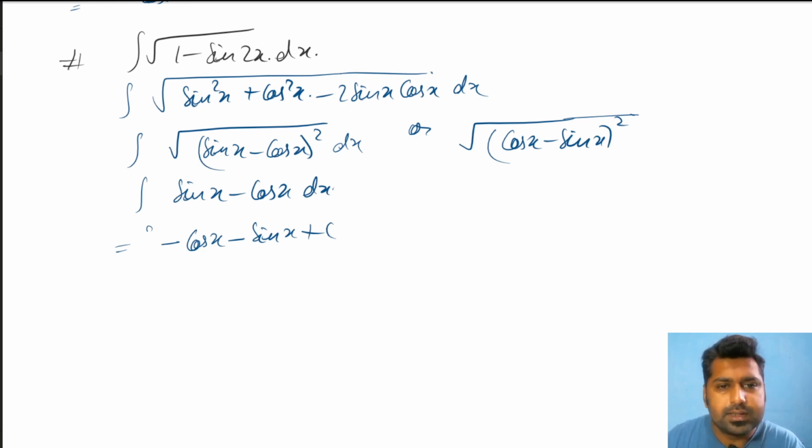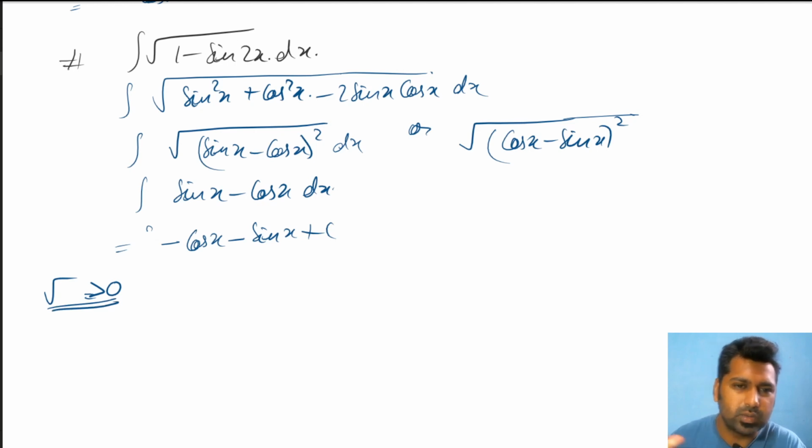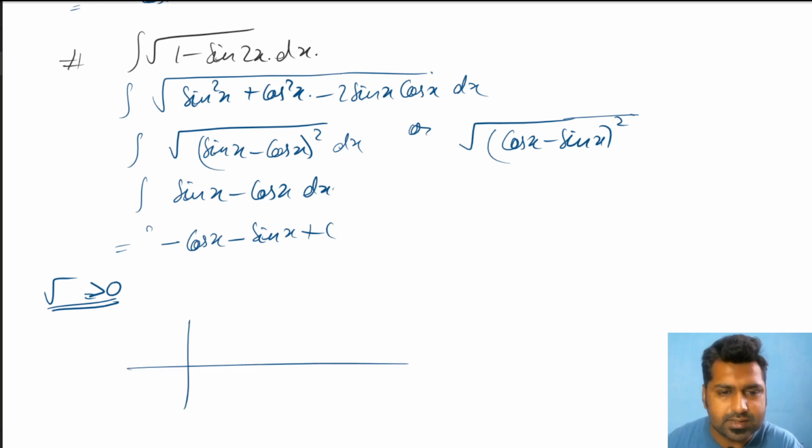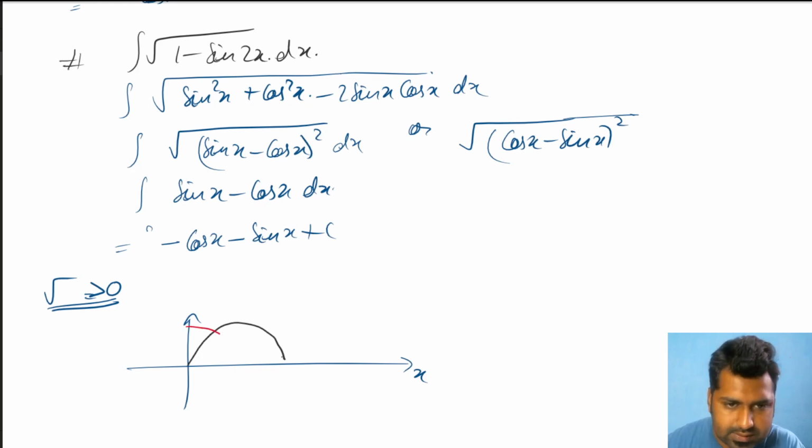The idea is that the result of a square root should always be greater than 0, meaning positive. Square root result should be positive. Now how do you know whether sin x minus cos x will be positive or cos x minus sin x will be positive? It depends on the interval. So again going back to the basics, I think I've discussed this already once. Let's still discuss. You draw the graph of sin x, you draw the graph of cos x. We need only the first cycle of this. I'll still draw the full.